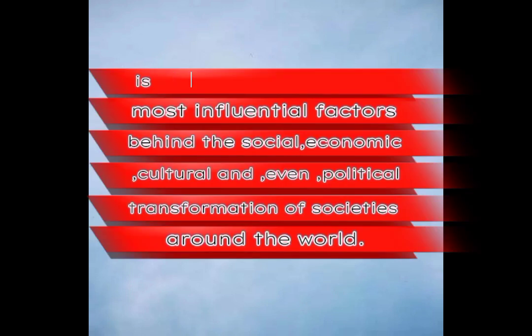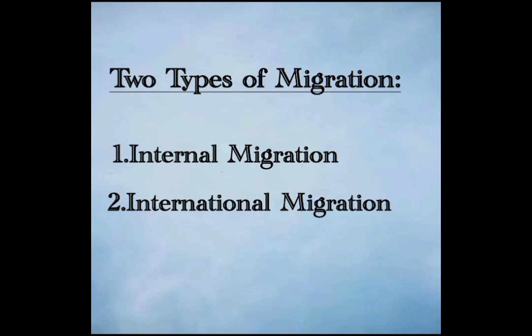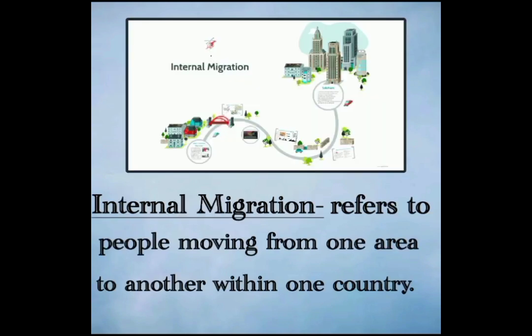What is global migration? Global migration is considered one of the most influential factors behind the social, economic, cultural, and even political transformation of societies around the world. Migration is the movement of people from one place to another with the intention of settling permanently or temporarily in a new location. There are two types of migration: internal migration and international migration.